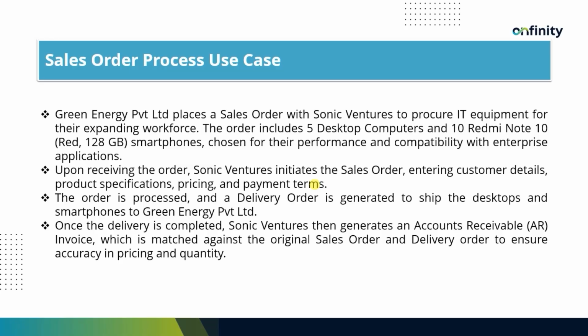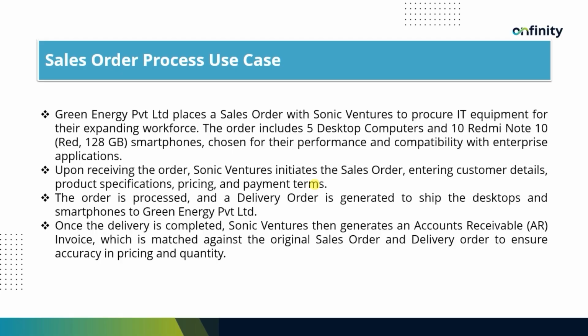To better understand how a sales order process works, let's go through a practical example. This will help us to see how the sales order is created and how it functions within the process. In this scenario, Green Energy Private Limited places a sales order with Sonic Ventures to procure IT equipment for their expanding workforce. The order includes 5 desktop computers and 10 Redmi Note 10 Red 128GB smartphones, chosen for their performance and compatibility with enterprise applications.